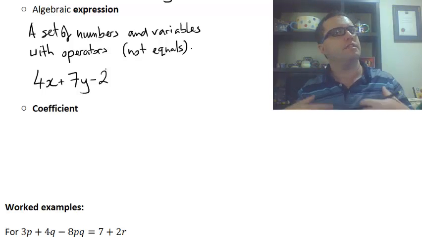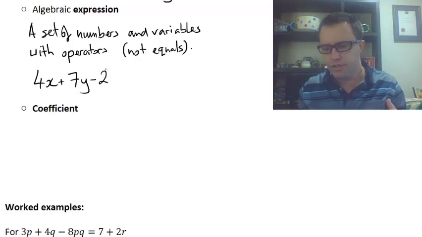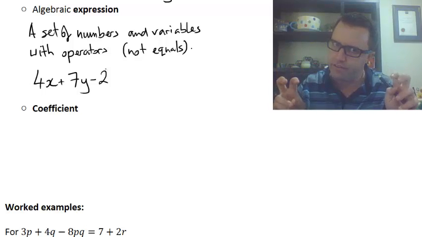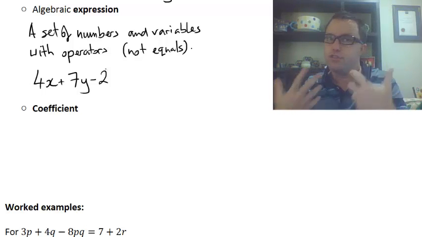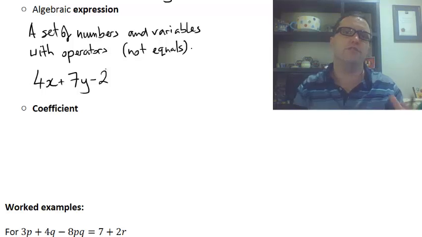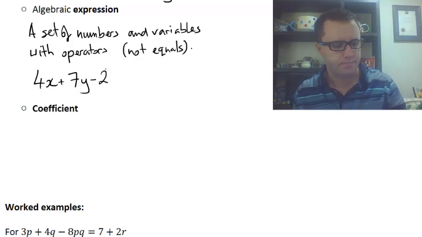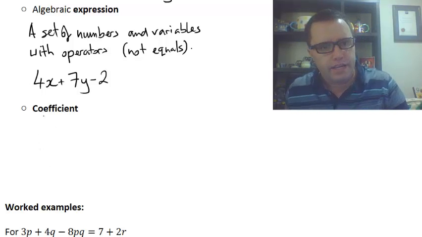So with this early stage of algebra, you're not going to work things out. You're going to be more so learning the tools that you need for later on to really do some hardcore problem solving. Lastly, coefficient.